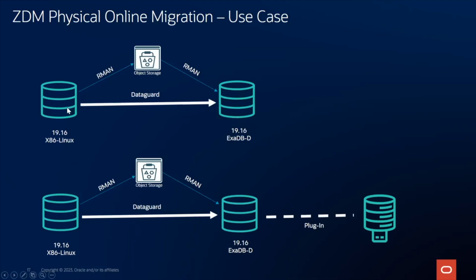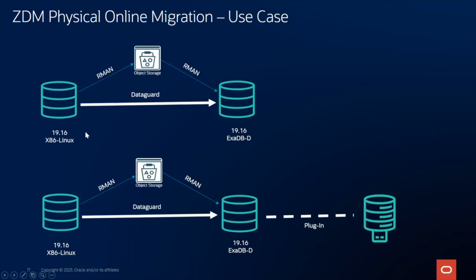And when we are using ZDM physical online, of course, it will be setting up a Data Guard. And then using ZDM, we can even reverse the roles. When I say reverse the roles, at the end of the migration, your target will become primary and your source will become the standby. So all of these things we are going to see.